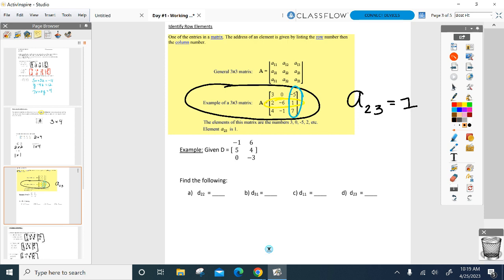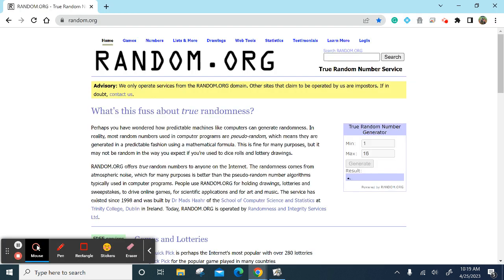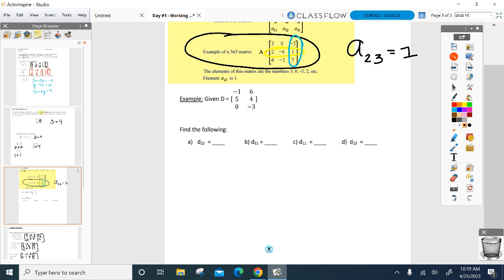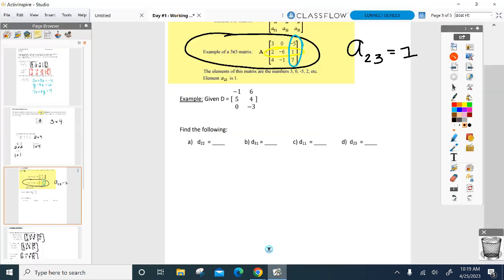All right, help me find a couple locations here for matrix D. On the next page, matrix D. What lives at 2, 2? Address at 2, 2. What lives there? 4. Good work. Row 2, column 2. Okay, guys, circle it if you have to.